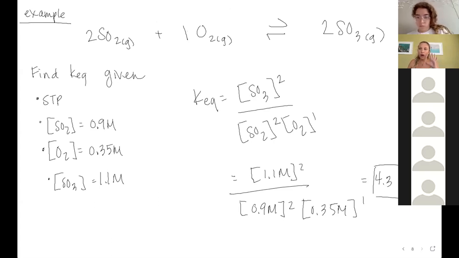So this is our equilibrium value for our equilibrium quotient at standard temperature and pressure. If we were at a different temperature, it might be different. And if we were not at equilibrium, this would be our Q for our reaction quotient.